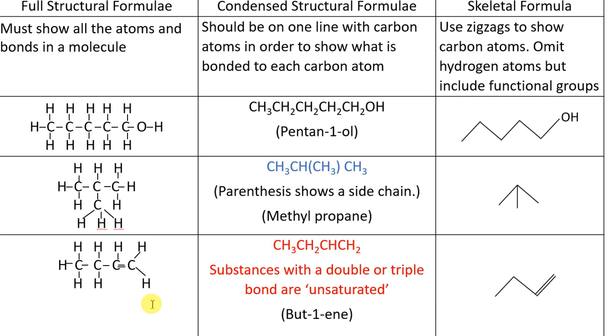But-1-ene, but 4 carbons. Ene means a double bond. I see it there. But-1-ene means the double bond is at the end. I can represent this with CH3, CH2, CH, CH2, my condensed structural formula. Just to say, substances with a double or triple bond are unsaturated, and in my skeletal formula, I've shown the double bond as 2 lines.